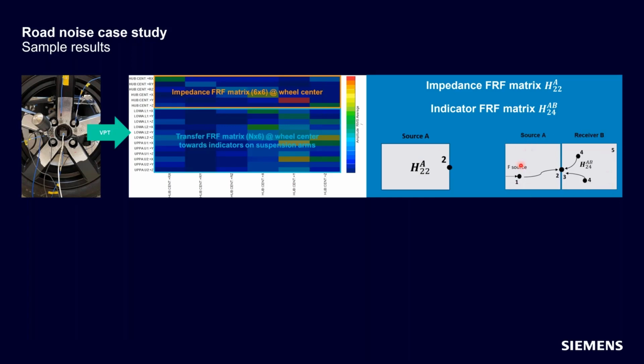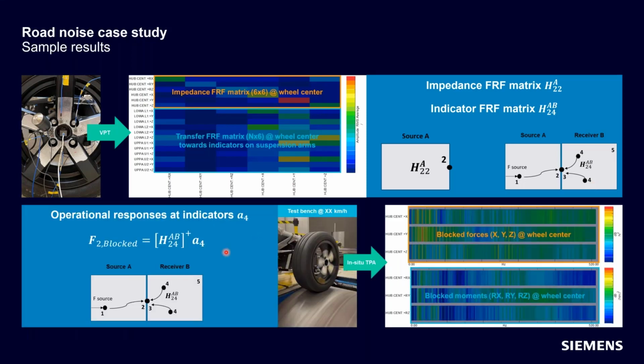And secondly, we want to connect our wheel to the wheel hub for the second part of the measurements, where we will then use VPT to measure the transfer functions from point 2 to our indicators. So the indicator FRF matrix is measured in coupled conditions. The next step of the process is that this indicator FRF matrix will then be inverted and multiplied with simply the indicator responses that we can measure on our chassis dyno. So we run the wheel at whatever speed we're interested in characterizing. And through this simple multiplication, what we obtain is a set of blocked forces. And these are 6 degree of freedom blocked forces. So for particular speeds, the translational and rotational degrees of freedom at the wheel center.